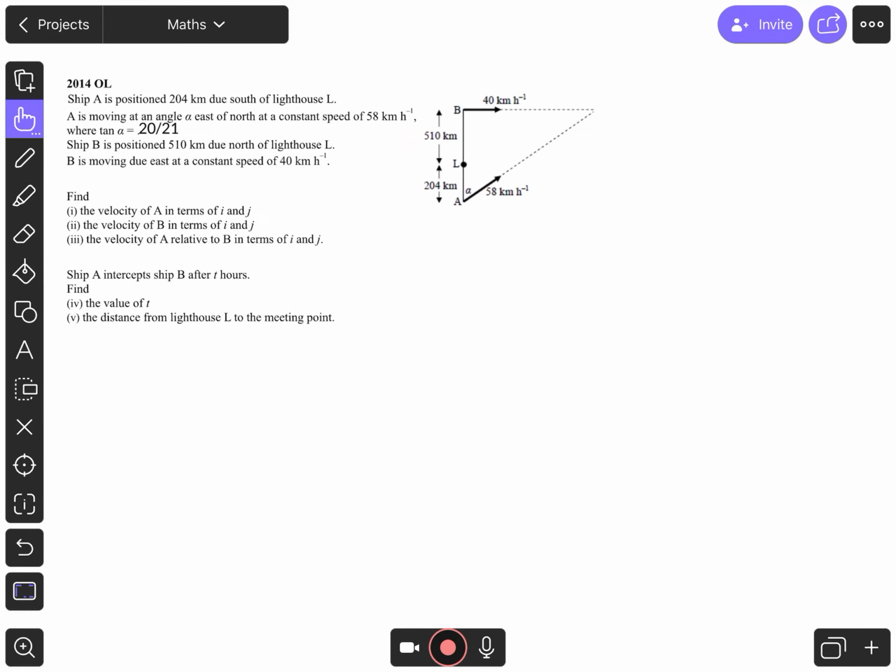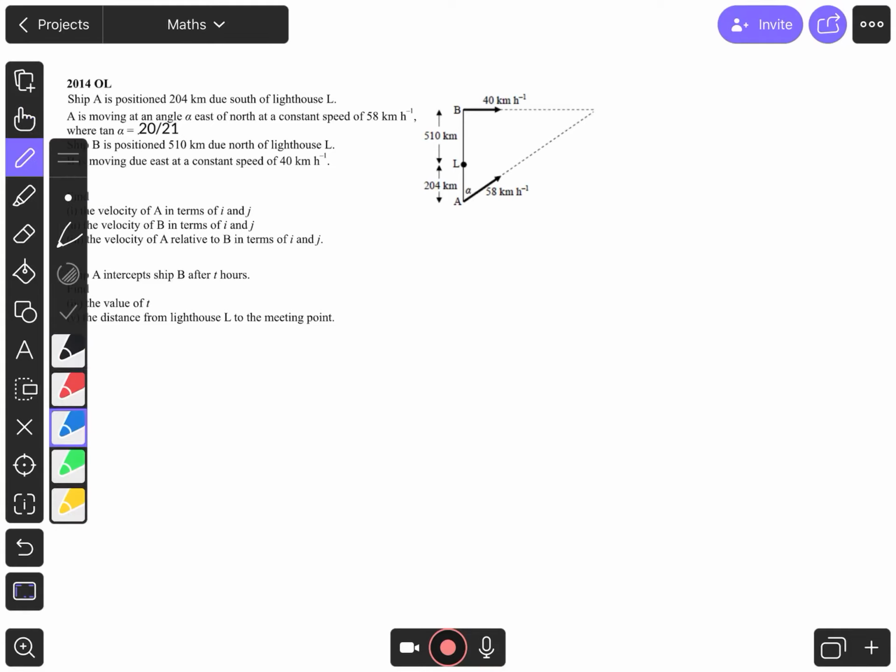In this question, we have ship A positioned 204 kilometers south of the lighthouse. A is moving at an angle of alpha east of north at a constant speed of 58 kilometers per hour, where the tan of alpha is 20/21. Ship B is positioned 510 kilometers due north of lighthouse L, and B is moving east at a constant speed of 40 kilometers per hour. Part one asks us to find the velocity of A. So we're going to get the velocity of A in terms of i and j.